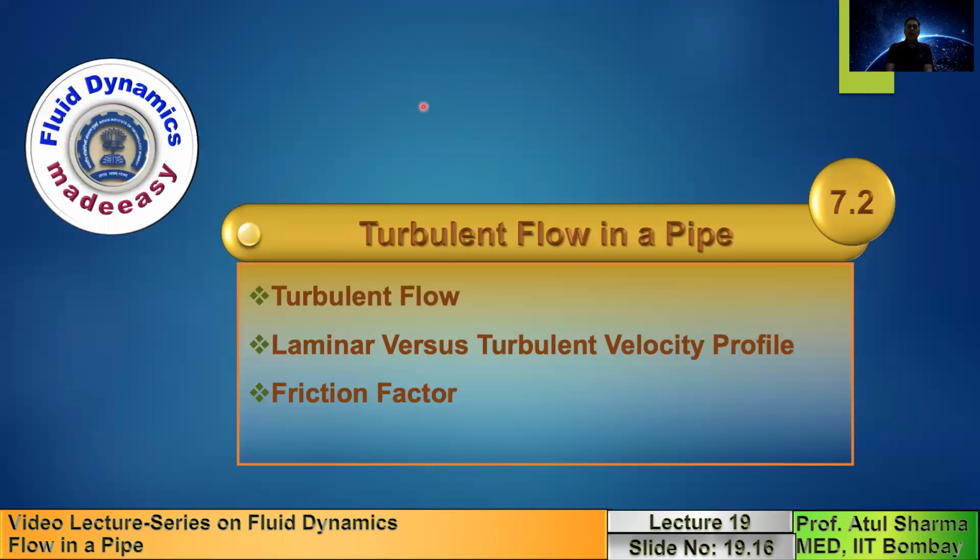So after the laminar flow in a pipe, let us move to turbulent flow in a pipe. I'll first start with a general introduction of turbulent flow. Then I'll go into the laminar versus turbulent flow velocity profile. And finally, I'll present the friction factor.